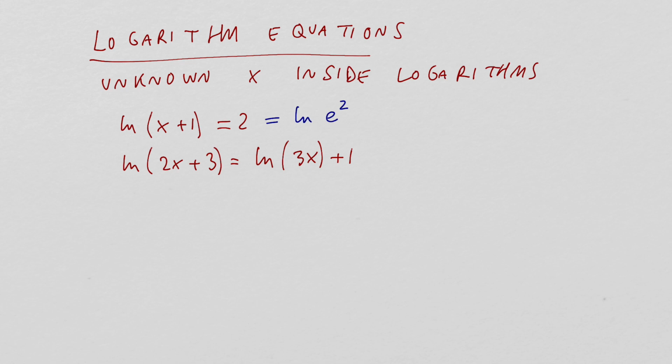So now we get that for these logarithms to be equal, their arguments need to be the same. So x plus 1 needs to be e to power 2. So x needs to be e to power 2 minus 1.